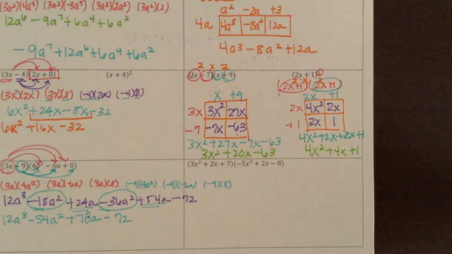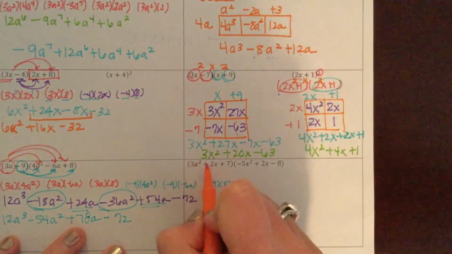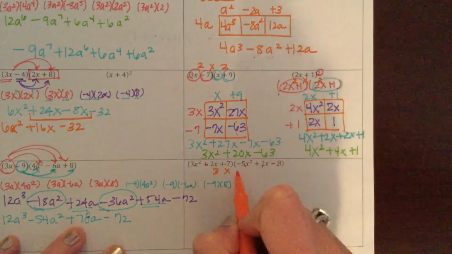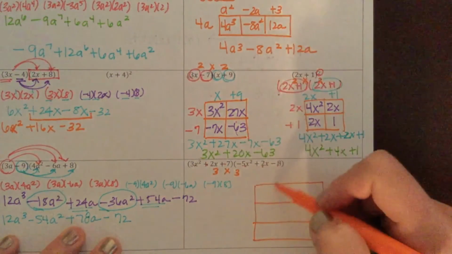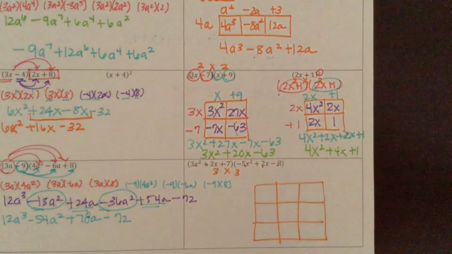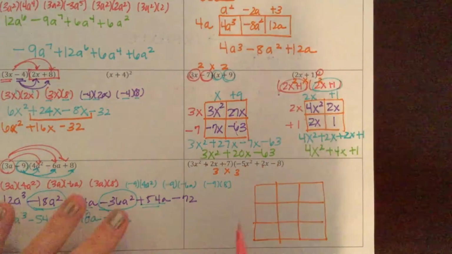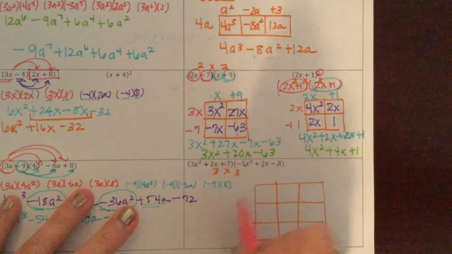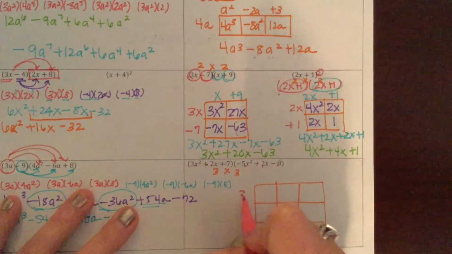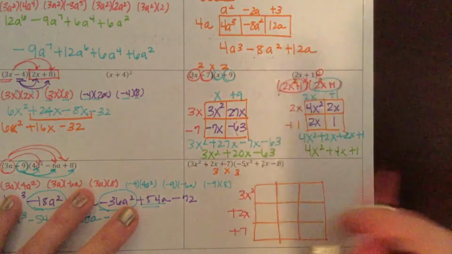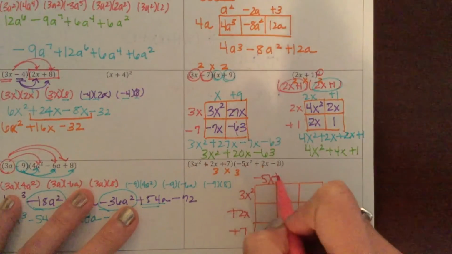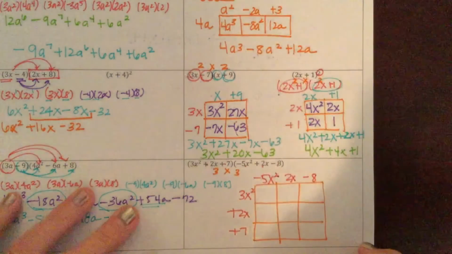Finally, we can complete a similar problem, which is a trinomial times a trinomial, also using the area model. There are 1, 2, 3 terms here and 1, 2, 3 terms here. So I need to create a box that is 3 by 3. Along the side of the box, I can list one of my trinomials. So I've got a 3x squared, I've got a 2x, and a 7. And across the top, I can list my other trinomial, negative 5x squared, 2x, and negative 8.